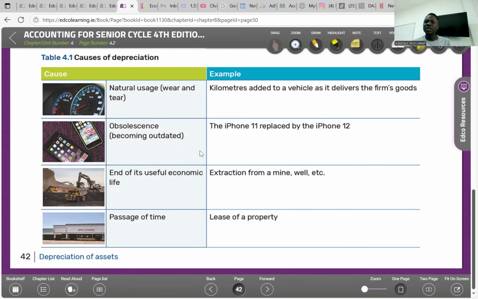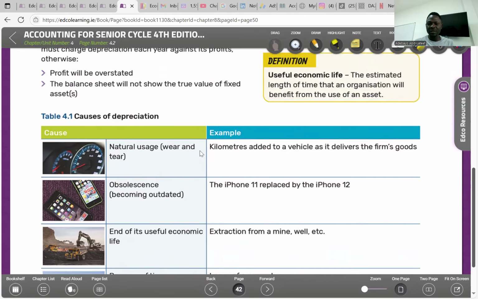So the product can no longer serve the cost of the operation. So it means it has to be dished out. So that's extraction from your mine or well. As soon as the extraction starts, there's a day that the extraction will stop, when there are no more natural resources in the well. And the last one is passage of time, lease of a property. Time will lapse, or you have 10 years. As soon as the 10 years lapse, it is done. So that is what passage of time is about. So the next slide.